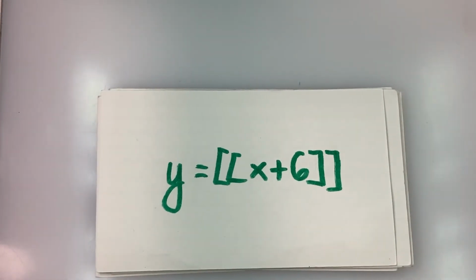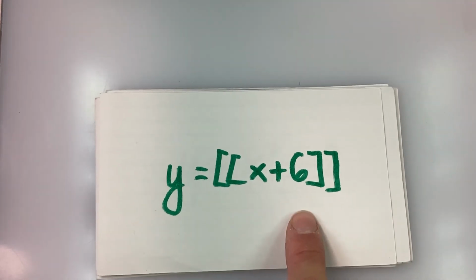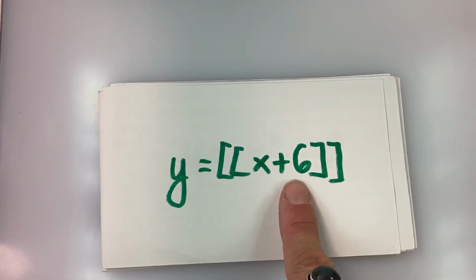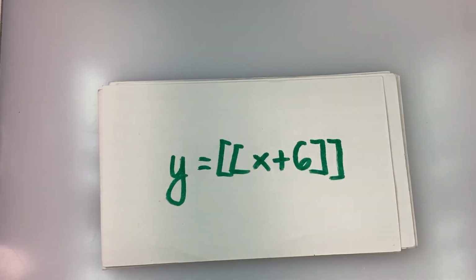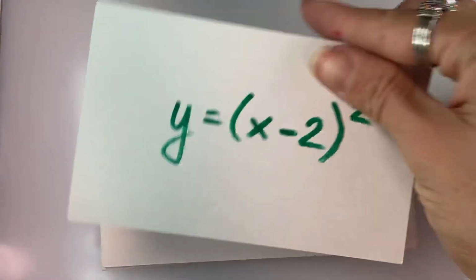Now, this is one of our notations for the step function or greatest integer function. And that's what's kind of nice about these transformation rules is that inside and outside those descriptors work for any type of function. So for the greatest integer function, that +6 is on the inside. So we cross our eyes and that would move us to the left 6 units.